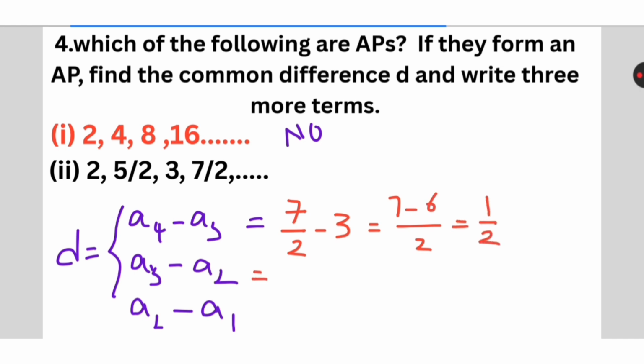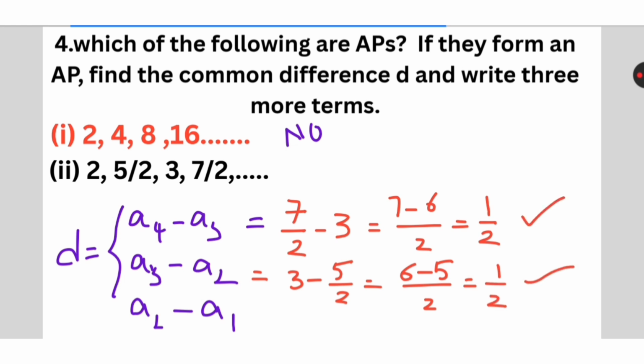Now let's check the third term, which is 3 minus 5 by 2. If we take LCM 2 here, 6 minus 5, here also we are getting 1 by 2. So that means the common difference is the same, 1 by 2, 1 by 2. And here there is no need to check one more time. If two differences are the same, then that is enough.